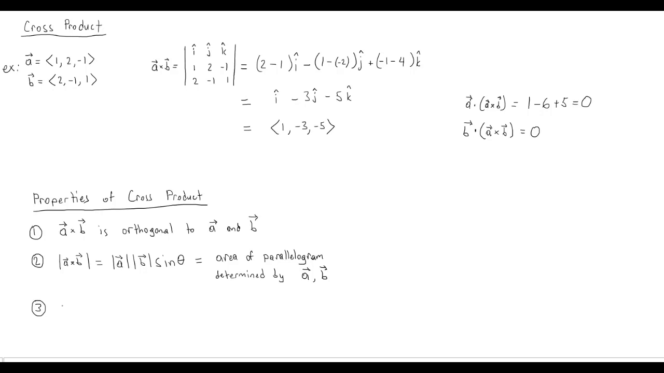The third property that I'll talk about is, the second property shows you the magnitude of the cross product. Regarding the direction of the cross product, the direction is determined by the right-hand rule.